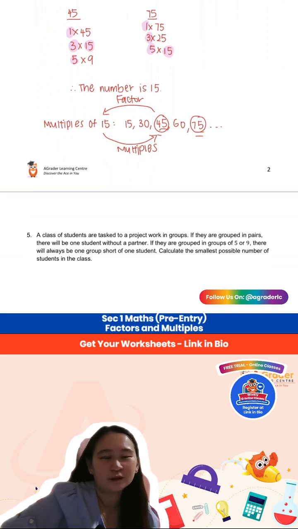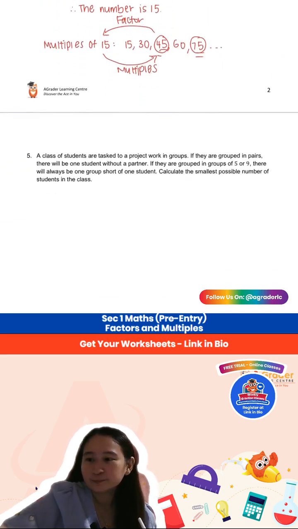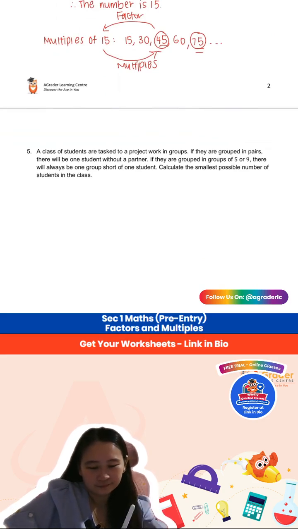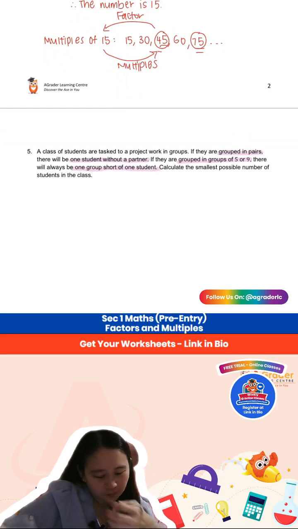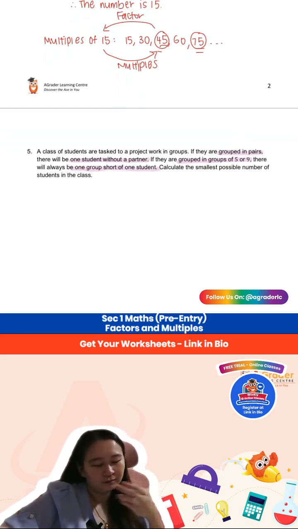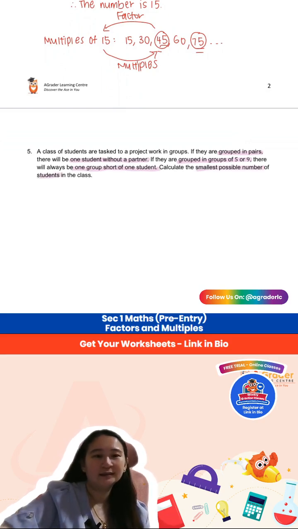Okay, can I move on to question 5? A class of students are tasked to do a project work in groups. If they are grouped in pairs, there will be one student without a partner. If they are grouped in groups of 5 or 9, there will always be one group short of one student. Calculate the smallest possible number of students in the class.